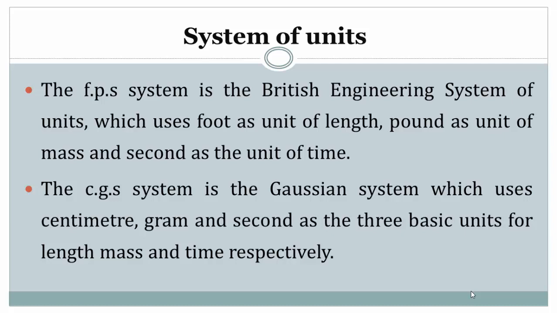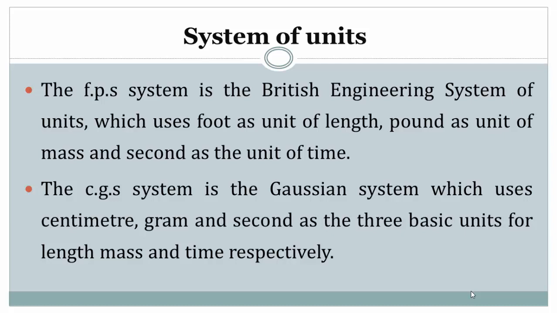There are several systems of units. Let us understand them one by one. First one is FPS system. This system is a British engineering system. This system uses foot as unit of length, pound as unit of mass and second as unit of time.